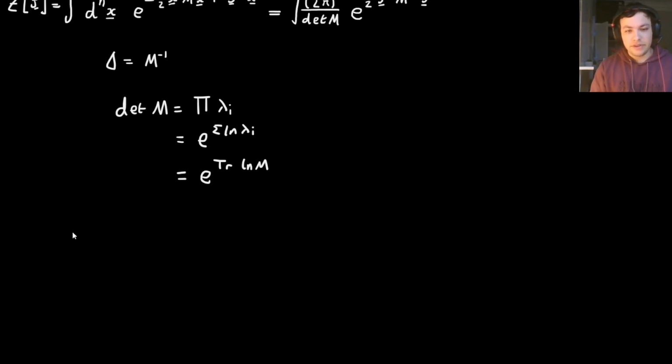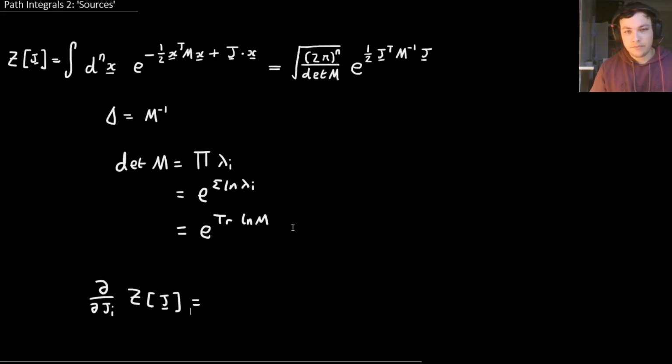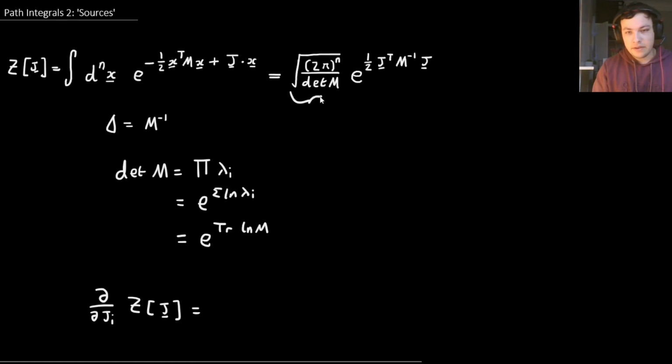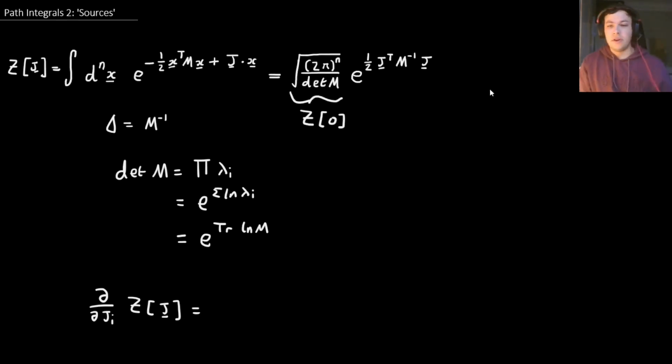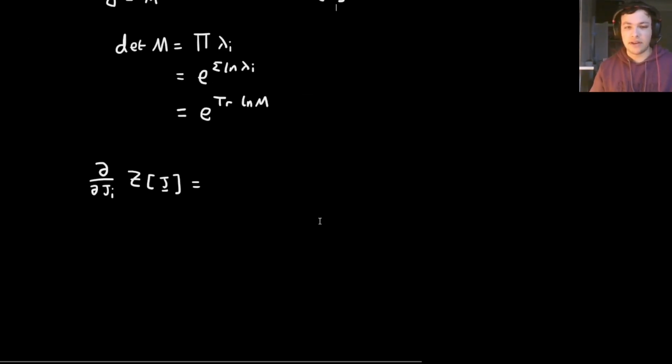Then the last thing we're going to do is talk about differentiation. So the derivative with respect to J_i of Z of J is, so this thing here we're going to call Z of 0, because when J is 0 this thing goes to 1, so we get Z0 as our constant out front, just for shorthand.